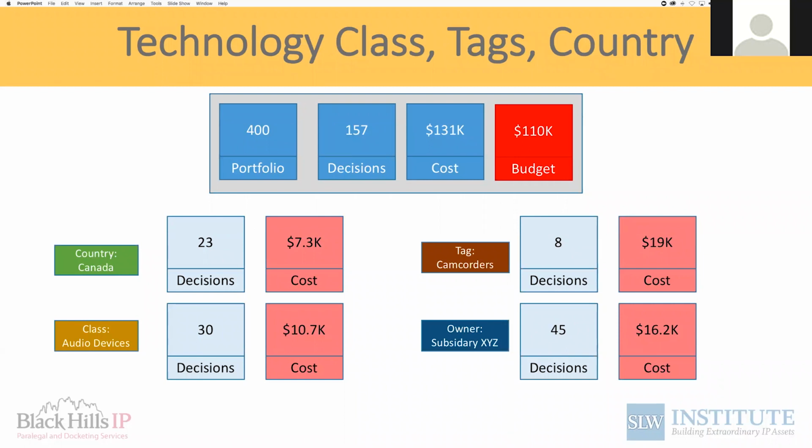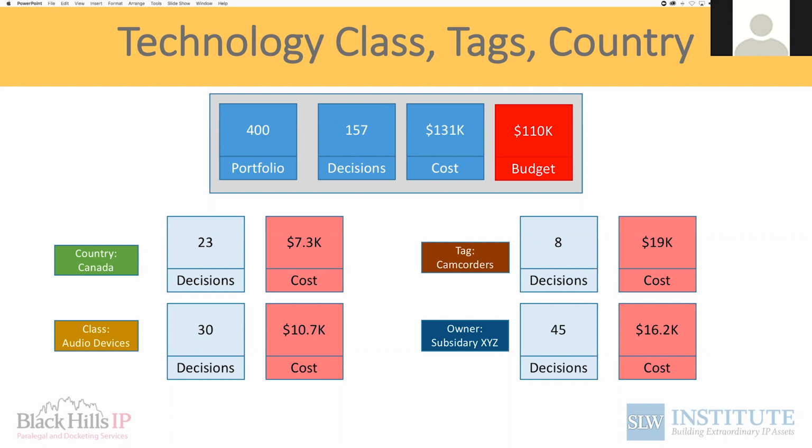All right, so to give a starting point, we're going to take a look at some bulk refinements by either technology class or art unit, tags, or country. In some cases, if you've got a company with multiple subsidiaries, being able to refine by those subsidiaries or the patent owner. Here are a few examples where I've done some example refinements.